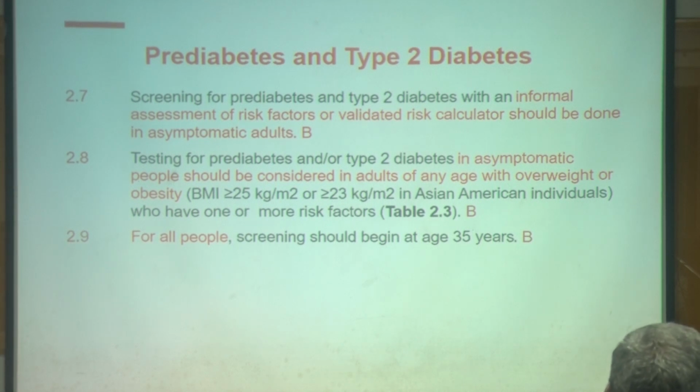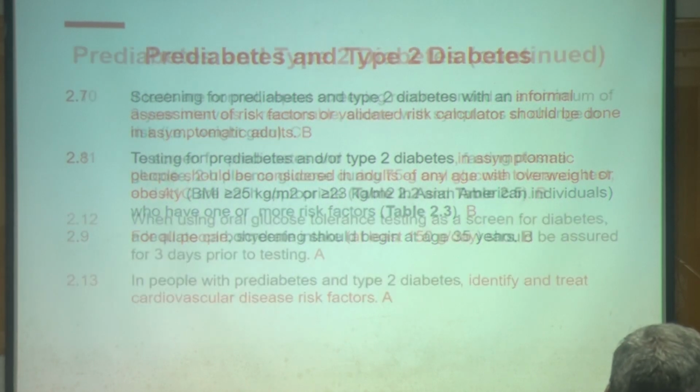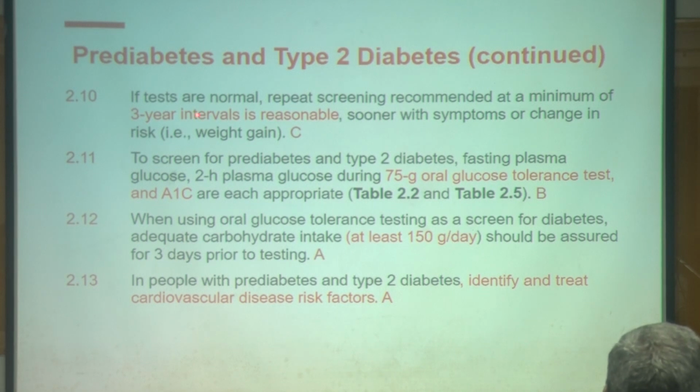This is very, very prompt. For everybody you have to do, because ethnically and regionally, we are prone to diabetes. So we have to do it for everybody. And if the tests are normal, repeat the screening at least at a 3-year interval. If there is any IGT or IFG, then do it every year. That's the recommendation, simply.